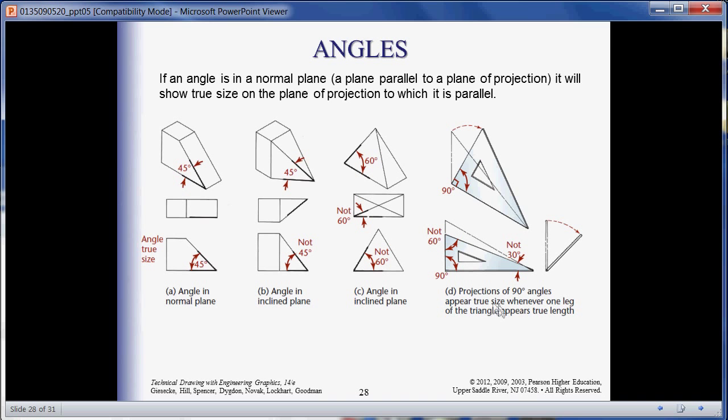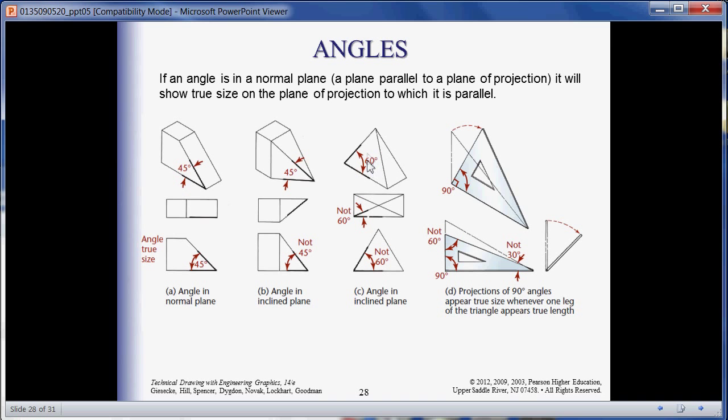Okay, the author mentions here that if an angle is normal to the plane and a plane is parallel to the plane of projection, it will show the true size of the plane of projection to which it is parallel. So what he's saying here is that if this is a 45-degree angle, and if I was to grab my 45-degree angle and set it at 90 degrees, if I look at the front view of this, it will be a true 45 degrees. But here, yeah, it looks like it's 45 degrees. It looks like it's the same shape, but since there's an inclined surface here and it's laid back, that will not be 45 degrees. Okay?